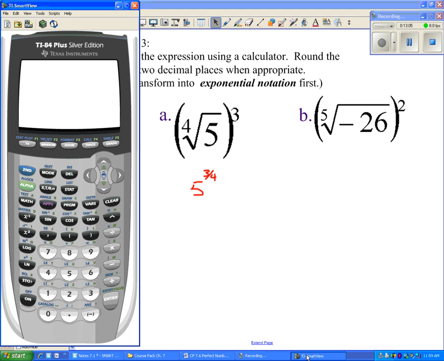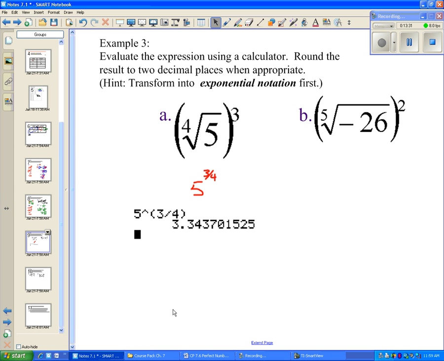So I go to my handy dandy little calculator, and I'm going to say 5 to the, now this is where you have to be careful. I want parentheses 3 divided by 4. Close parentheses. 5 to the 3/4 power. When I do 5 to the 3/4 power, I get 3.34, which is my answer. So rounded to 2 decimal places it is 3.34.